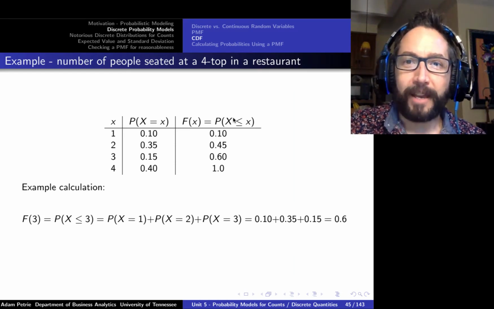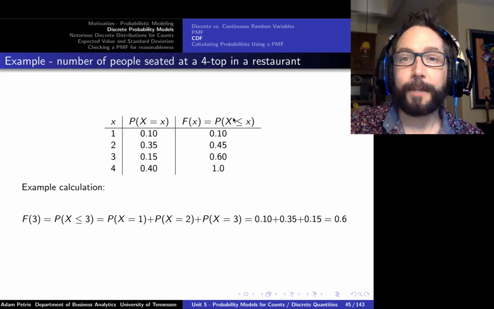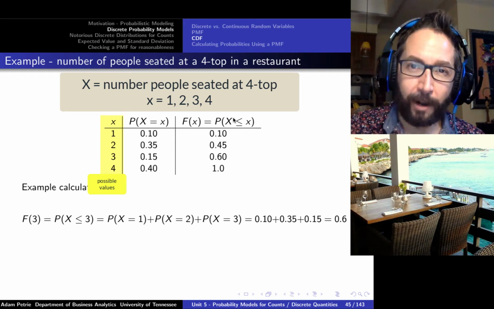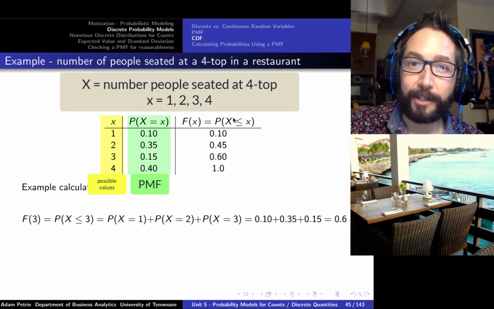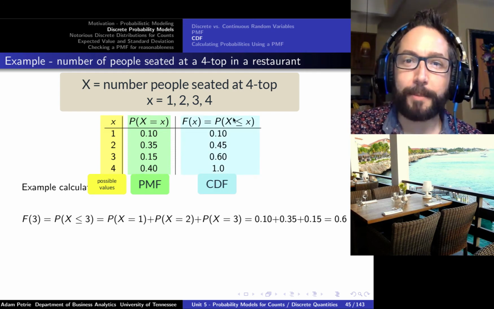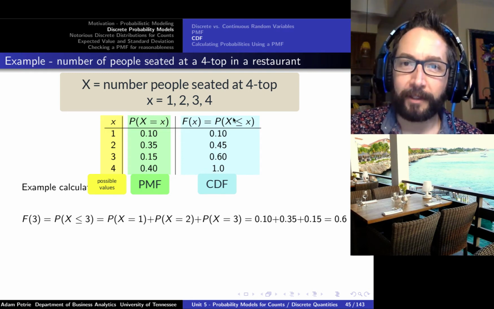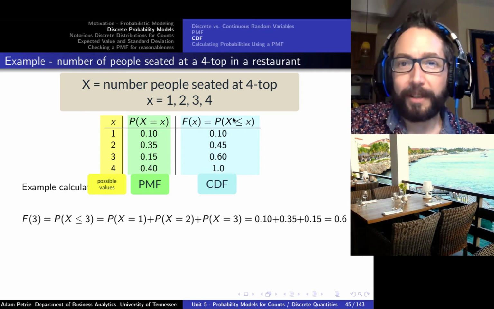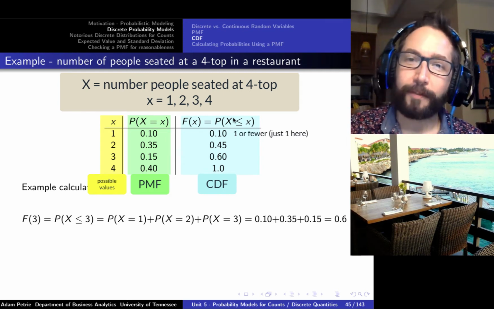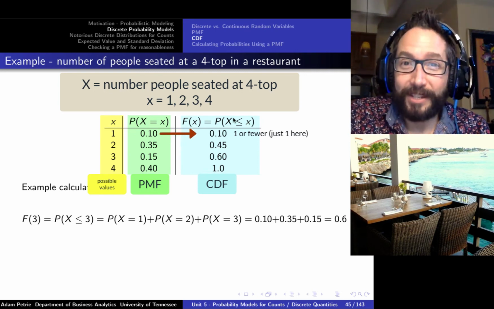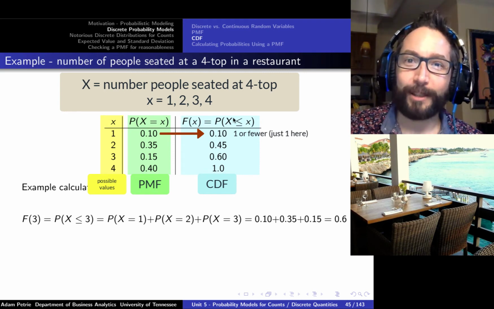So for example, let's imagine coming up with a probability model for the number of people seated at a four-top at a restaurant. So the possible values 1, 2, 3, 4, first column. Second column gives us the PMF, the probabilities for each of those values. Let's create a third column that gives us the CDF, capital F of x, the probability of observing at most that value of little x. So how would we get those values? Well, the CDF evaluated at 1 would be the probability of observing a value of 1 or fewer, at most 1 here. Well, there's only one possible outcome that's 1 or fewer, that's 1 itself. So the CDF evaluated at 1 will just be 10%, the probability of getting exactly one person at that table.